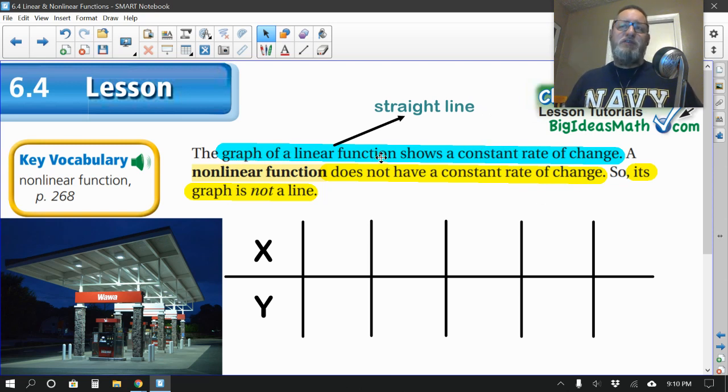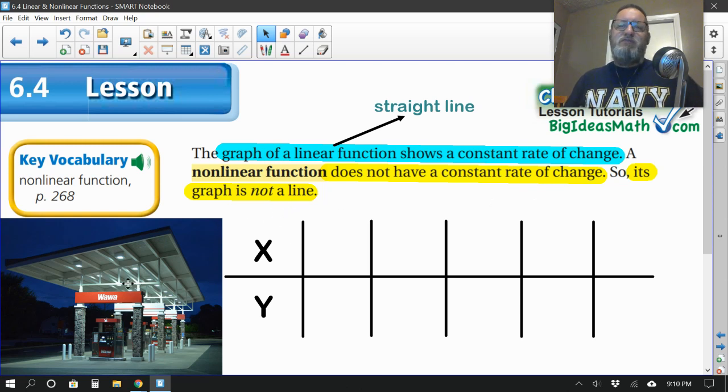The graph of a linear function shows a constant rate of change. So linear, by definition, means you end up with a straight line. So a straight line graph. A nonlinear function does not have a constant rate of change, so its graph ends up not being a line.